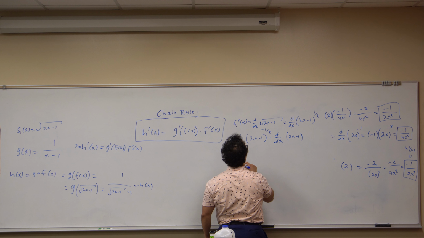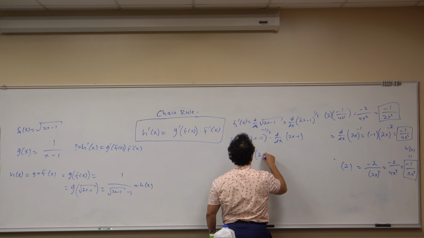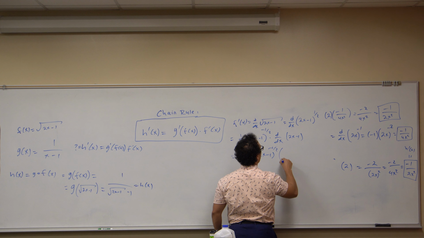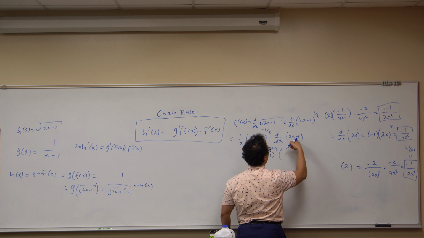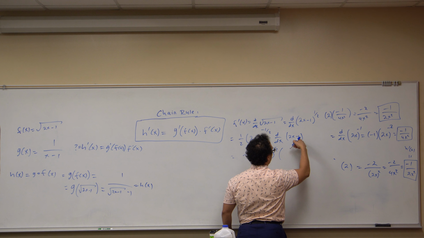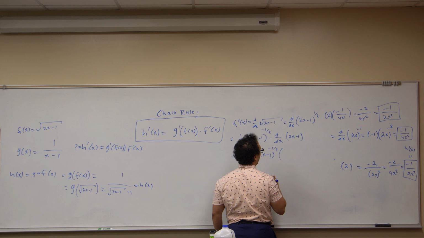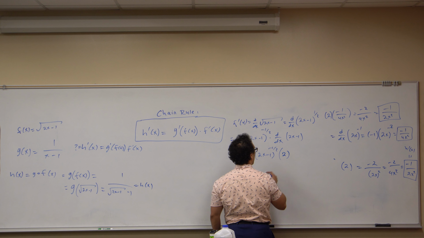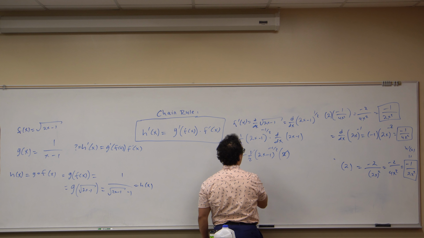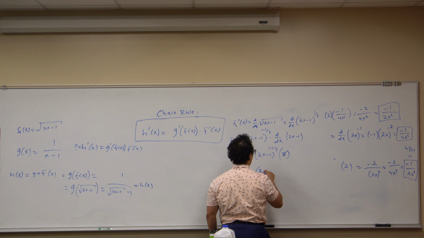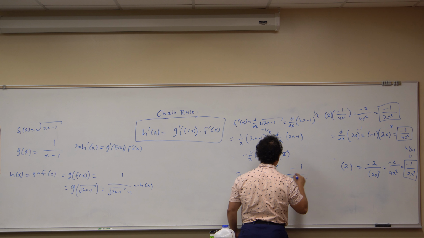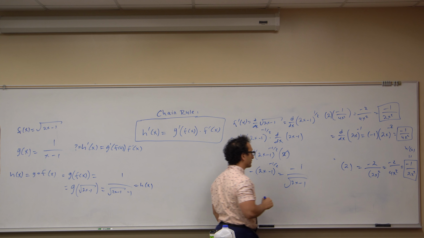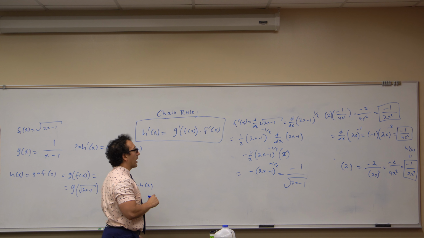So then this is equal to negative 1/2 times 2x minus 1 raised to the negative 1/2 times the derivative of this guy, which is just 2, because when the derivative hits this, the x goes away and I just get a 2. When the derivative hits that, it's just a constant, so it becomes 0. So the 2 cancels out with this 1/2. So I get negative 2x minus 1 raised to the negative 1/2, which is really negative 1 over square root of 2x minus 1. That is what my f prime of x is.